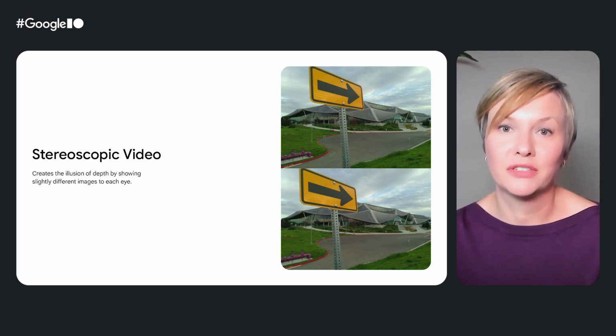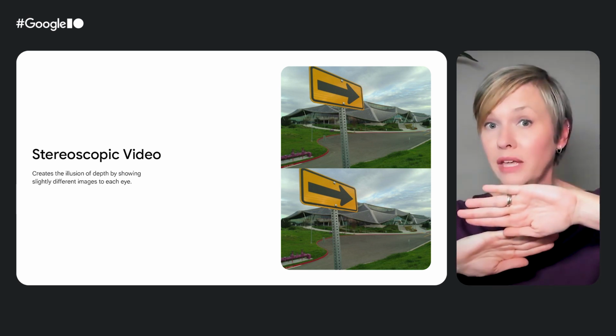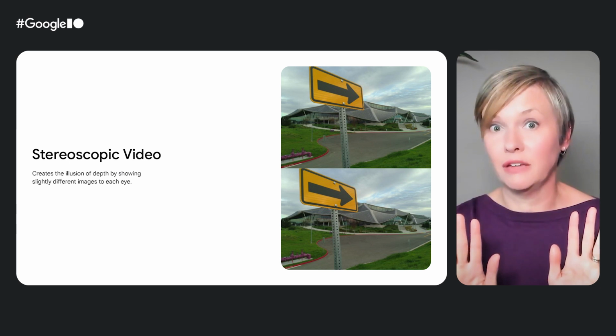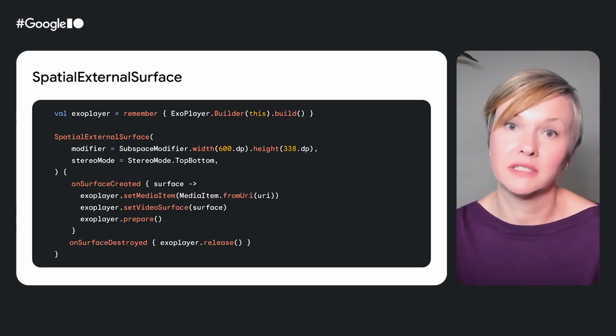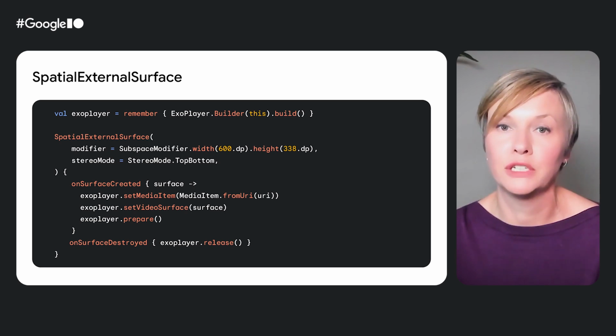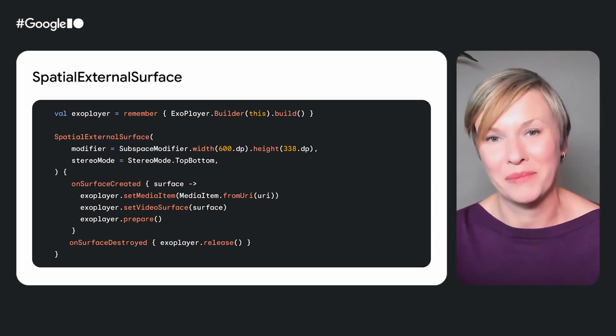Each image in a stereoscopic video is encoded for both eyes, either in a top-bottom format as shown here, or in a side-by-side format. We're excited to introduce Spatial External Surface, a new composable that can support rendering both stereoscopic and monoscopic, or regular, video formats.